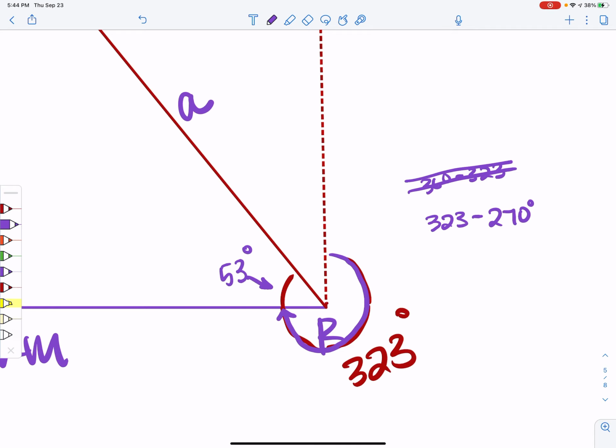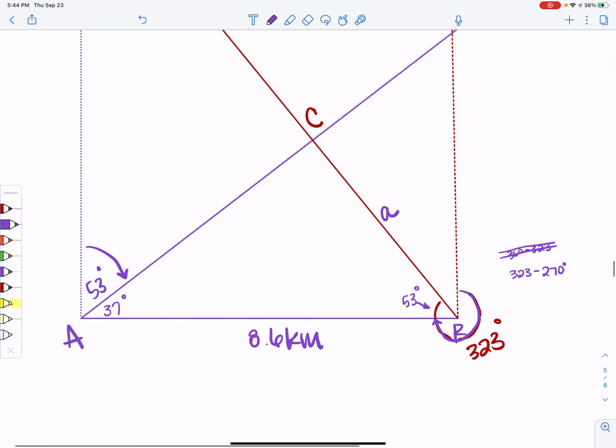All right, so the last thing that I would like to do is find the angle at C. What's the angle at C? So if you add up your two angles, the 37 plus the 53, you're going to get 90, which means that this is actually just a right triangle. And since it's a right triangle, then we can solve according to the methods that we know to use for right triangles. So let's take a look.